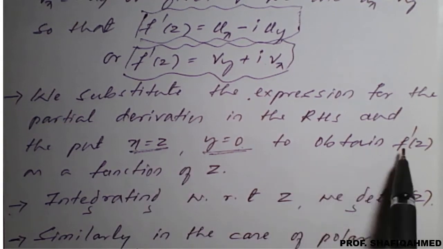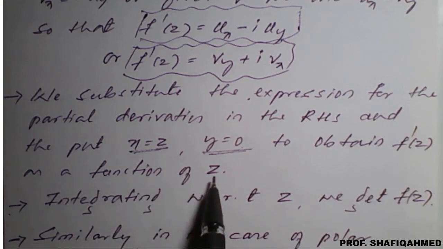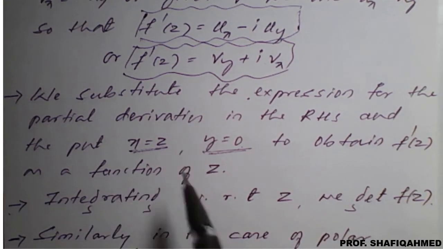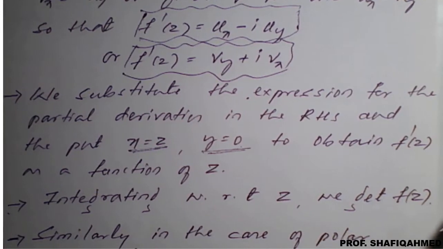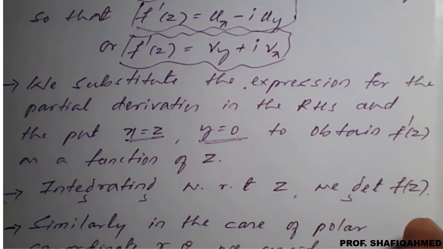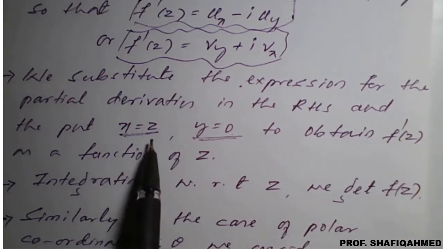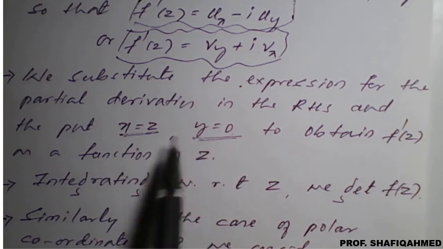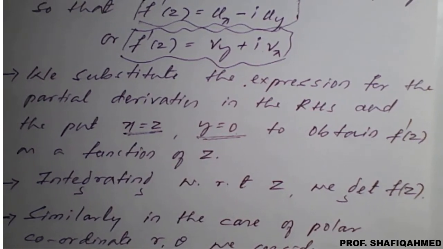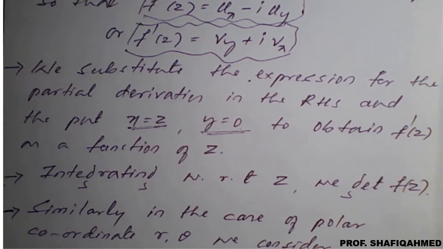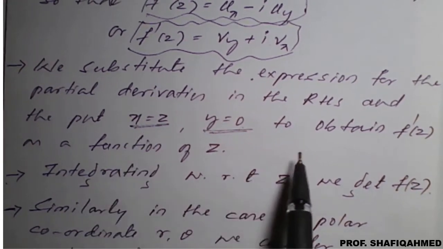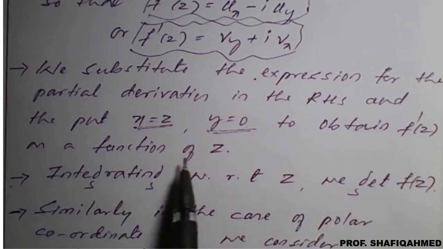Okay, so to obtain f dash of z as a function of z, to convert the given function in x and y, remember the variables x and y are going to be replaced, that is x is equal to z and y is equal to 0. You have to remember this in all the examples of this construction of an analytic function. Once you have replaced this, we get f dash of z as a function of z.